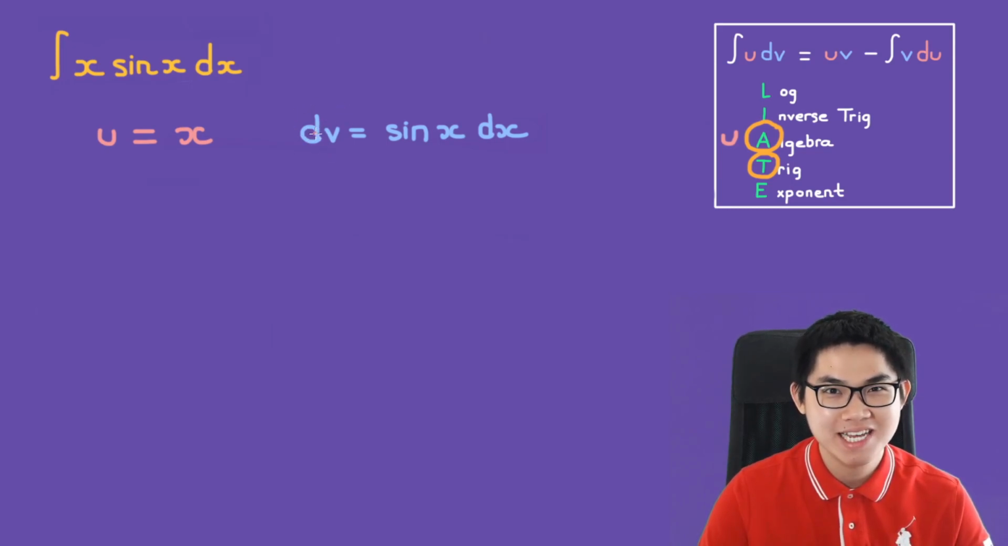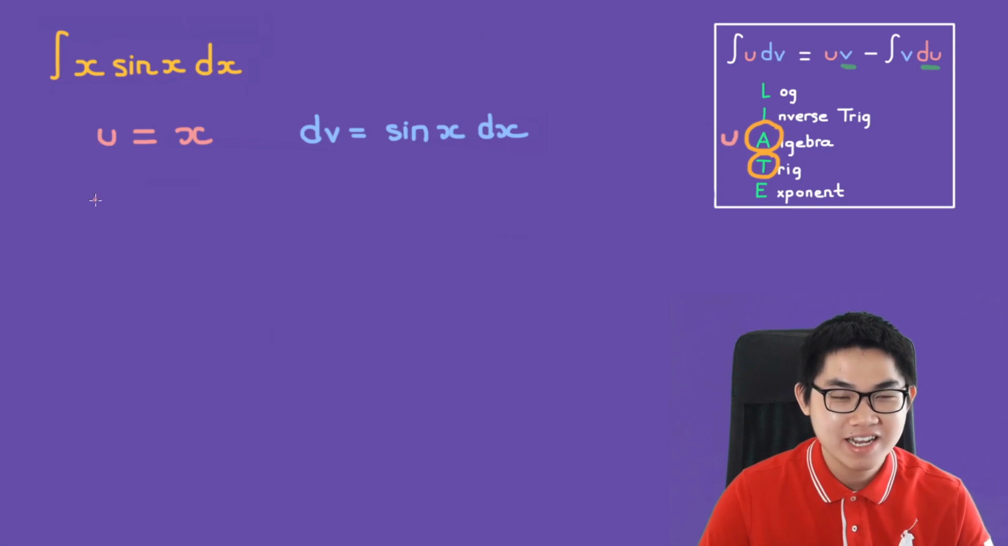Now what else do we need? Well, if you look at the formula, we also need a v and a du. So let me show you how to find those. To find the du, all you have to do is differentiate this. So we differentiate, we have du over dx. And what is the derivative of x? It's just going to be 1. And then du is simply equal to dx.